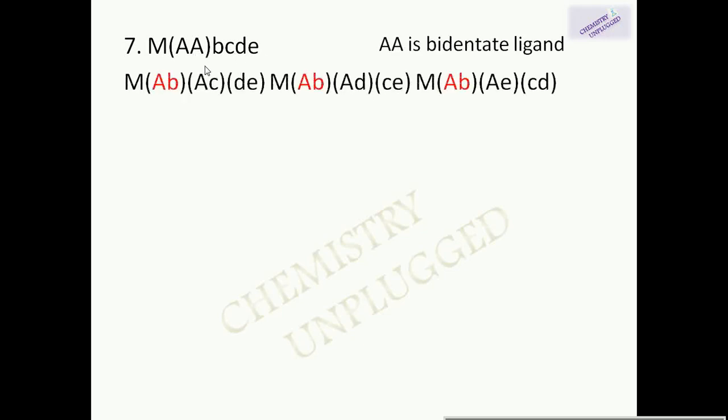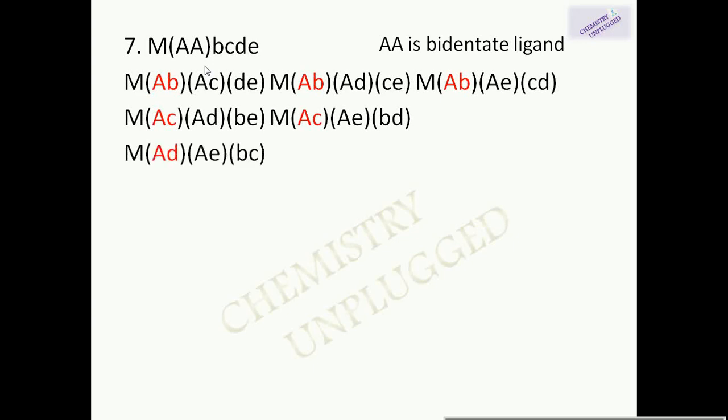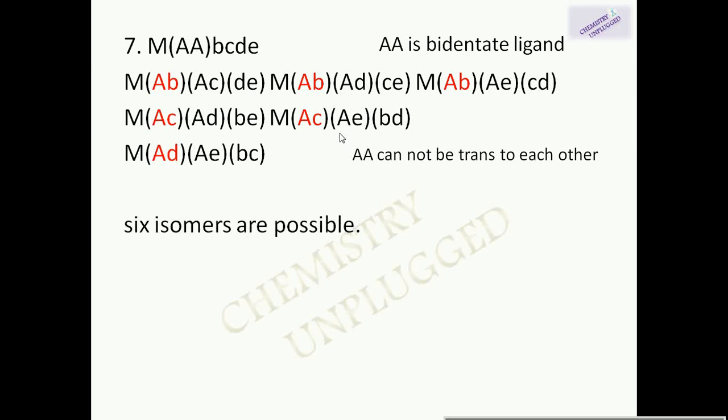Next type is MAA, BC and DE. AA means it is a bidentate ligand. So these are the possible combinations using the same trick, but AA cannot be in the same bracket, because the two donor atoms of a bidentate ligand cannot be trans to each other. So they cannot be placed in one bracket. So for this type of complex, 6 isomers are possible.